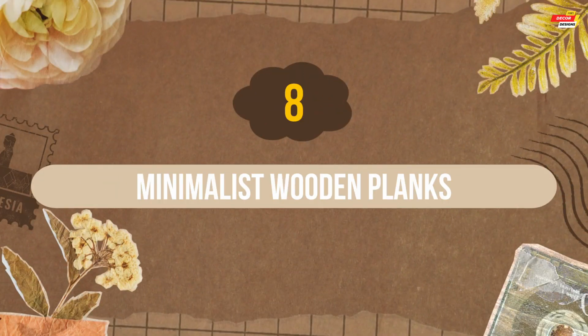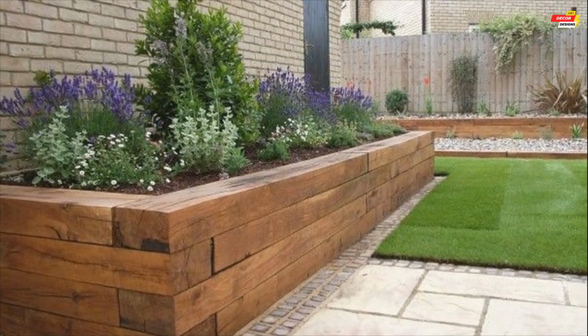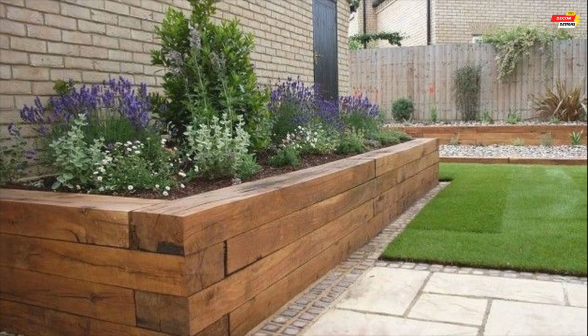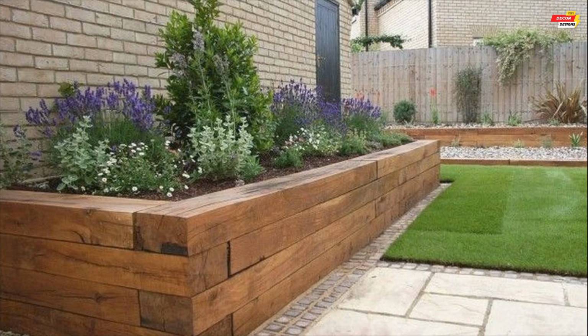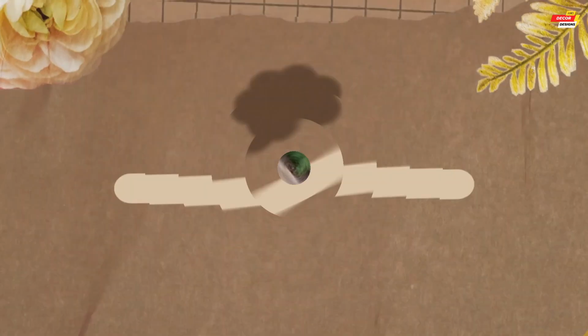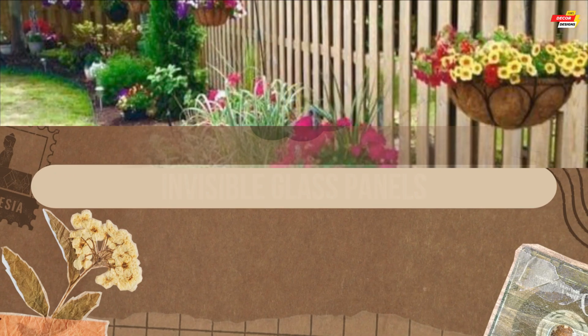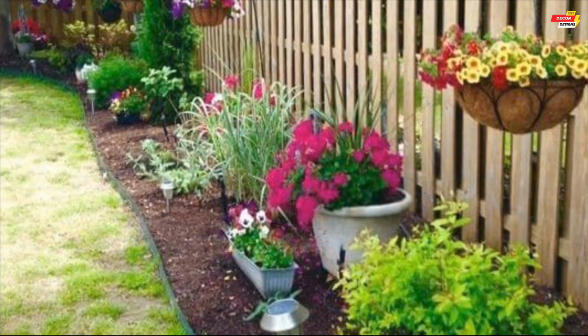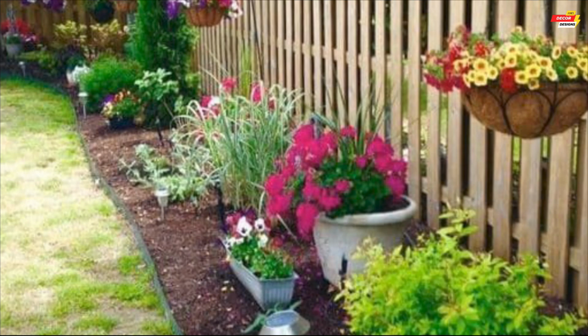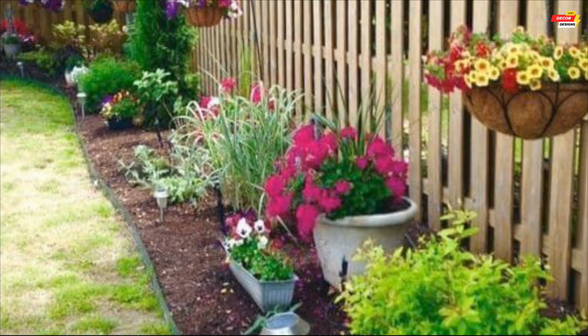8. Minimalist wooden planks. Employing straight, untreated planks of wood like cedar or redwood, installed flush with the ground, offers a natural and understated modern edge. 9. Invisible glass panels. Using thick, tempered glass panels partially buried creates an almost invisible barrier, perfect for showcasing distinct planting areas without obstructing the view.